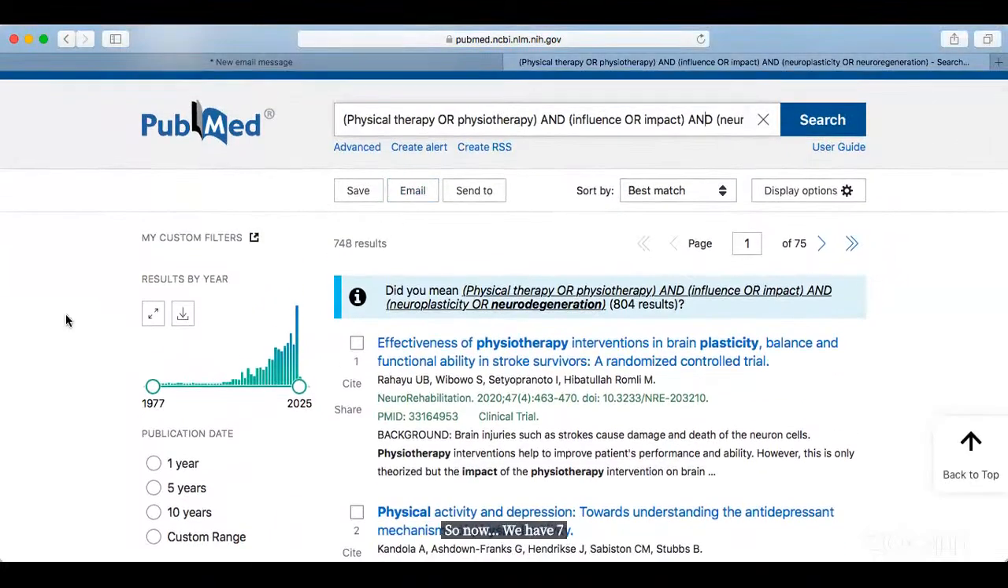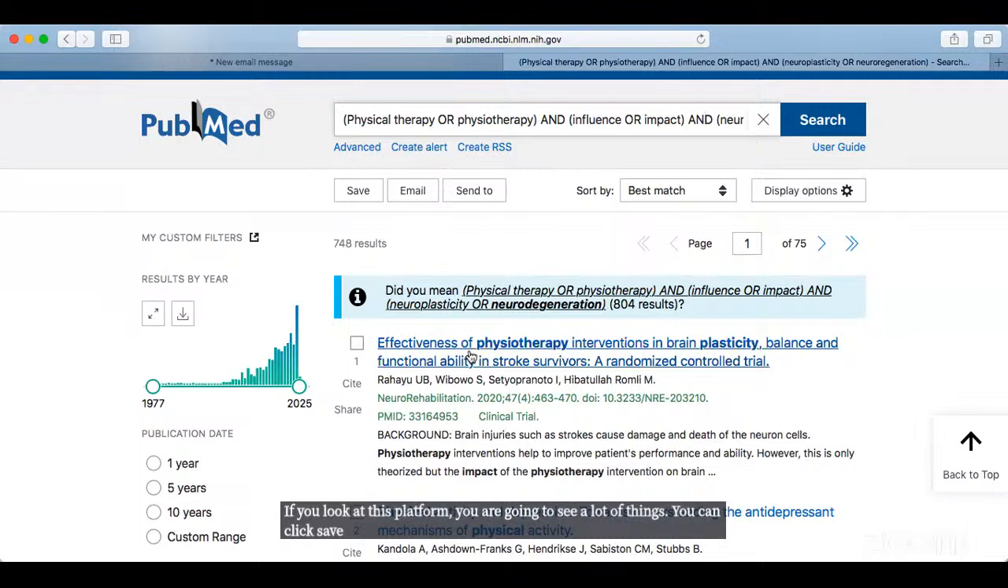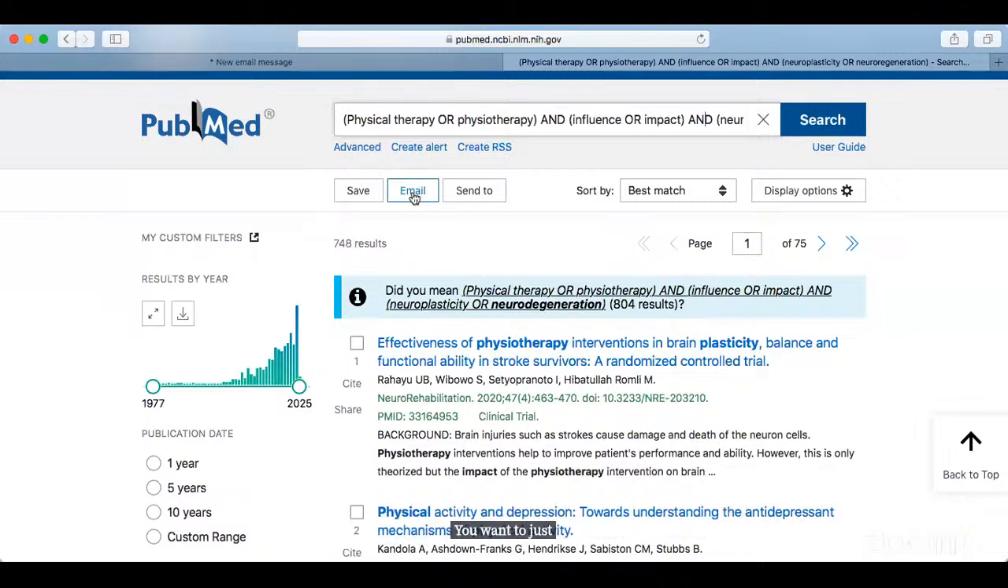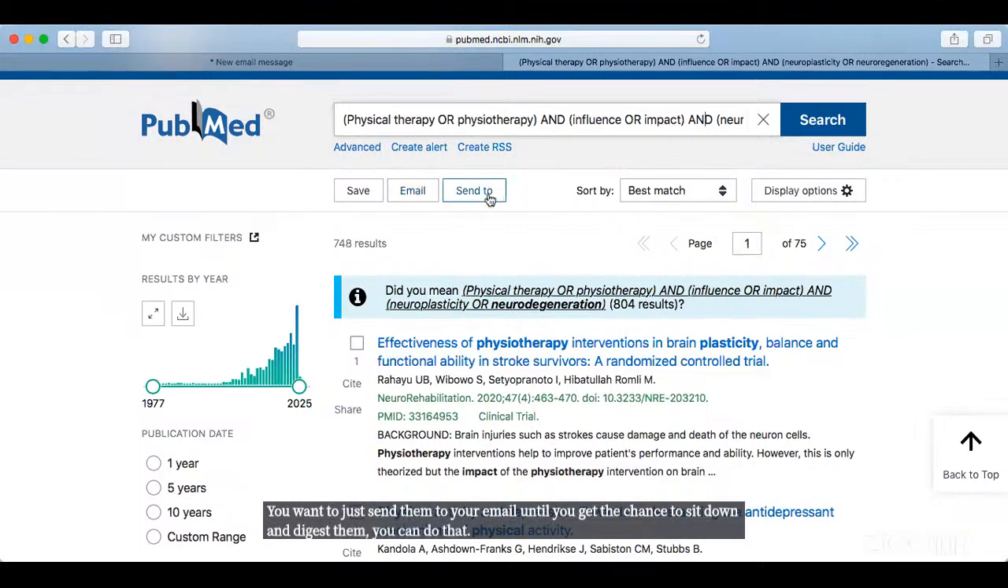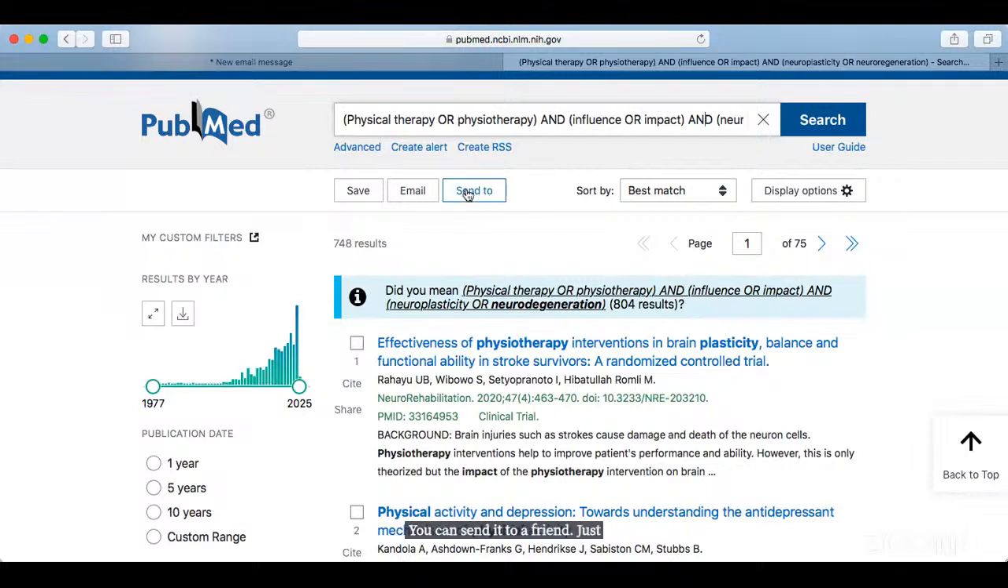So now, we have 748. If you look at this platform, you are going to see a lot of things. You can click save to save the whole information that has been provided, all the 748. You can click email to send it to your email. If you don't want to study them now, you can send them to your email until you get the chance to sit down and digest them. You can send it to a friend. Just click send to, and it will go to your friend.